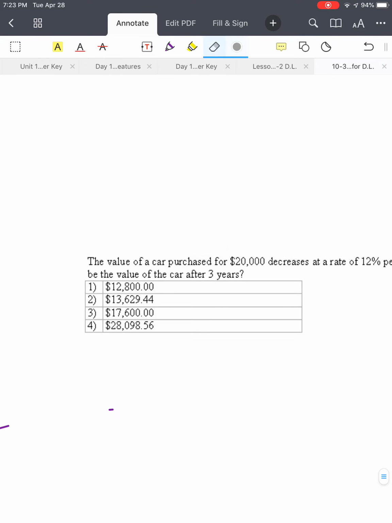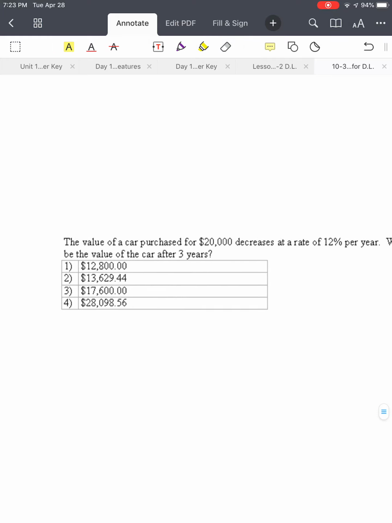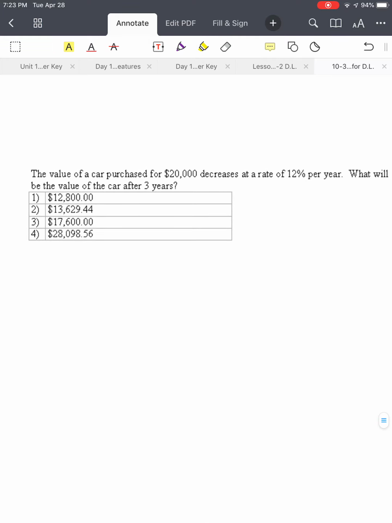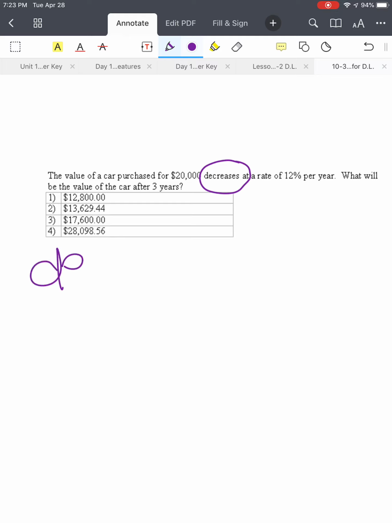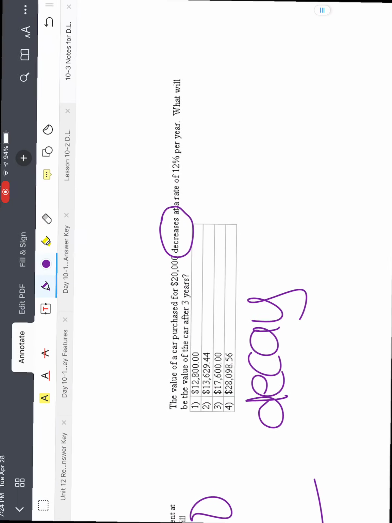The value of a car purchased for $20,000 decreases at a rate of 12% per year. So this is nice. They don't even use the word depreciates. They just tell you that it decreases. So that's decay. What will the value of the car be after 3 years? Okay, so why don't you pause, try it, and then I'll do it when you come back. Try it on your own.